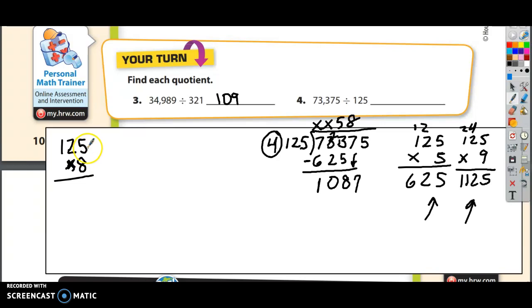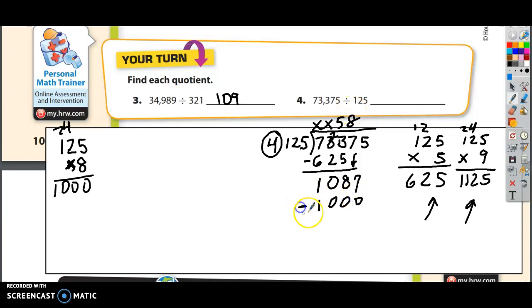8 times 5 is 40. 8 times 2 is 16, plus 4 is 20. 8 times 1 is 8, plus 2 is 10. I get 1,000. So I'm going to put in, I already knew it right there. There's my 8 times 125 right there. 8 times 125 is 1,000. I was just confused a minute ago because I had a number there, but I forgot that I wrote it.